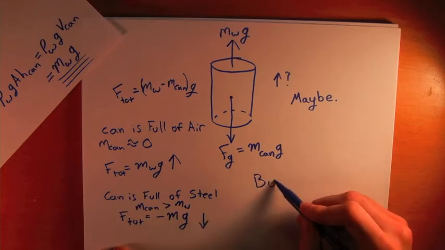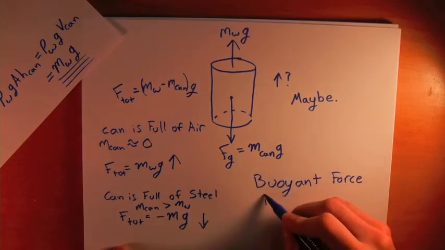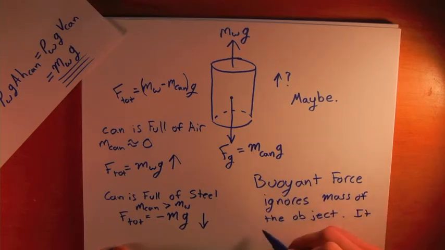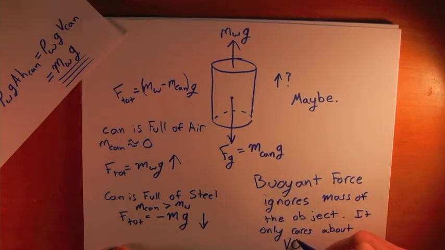Interestingly, we found that the buoyant force doesn't actually care about the mass of the can. It ignores it completely and only cares about the volume of the can. The mass of the can only affects the gravitational pull, which in turn decides where the can will go.